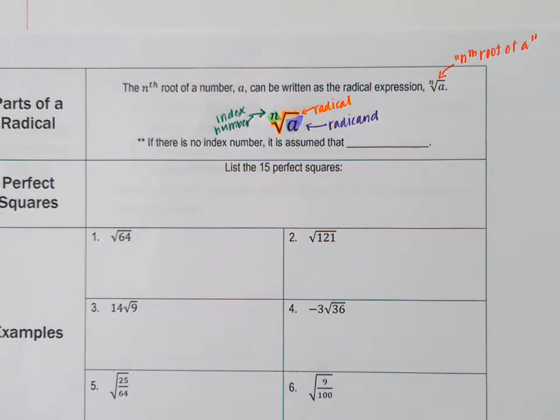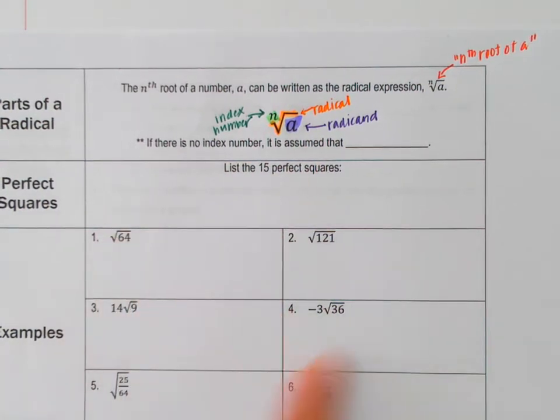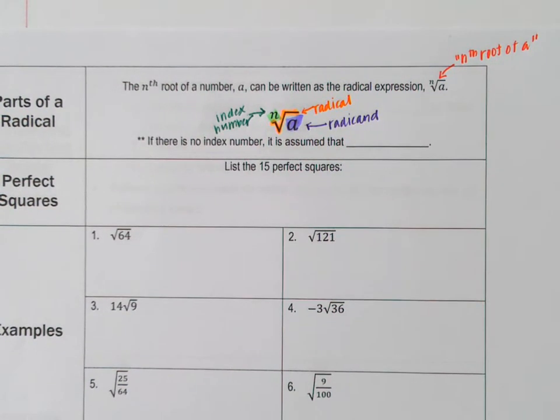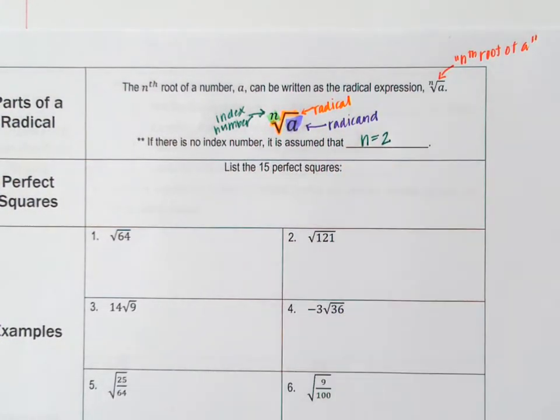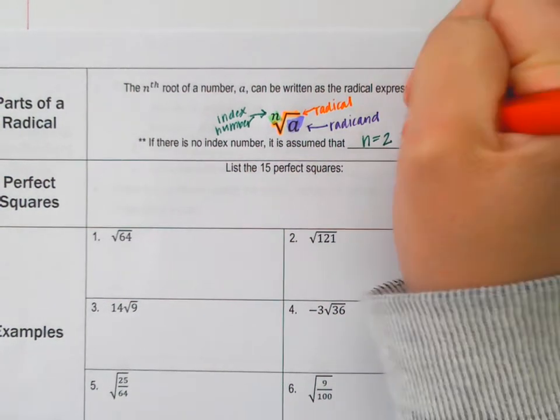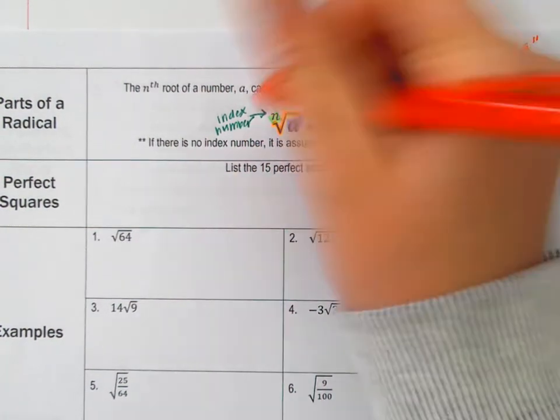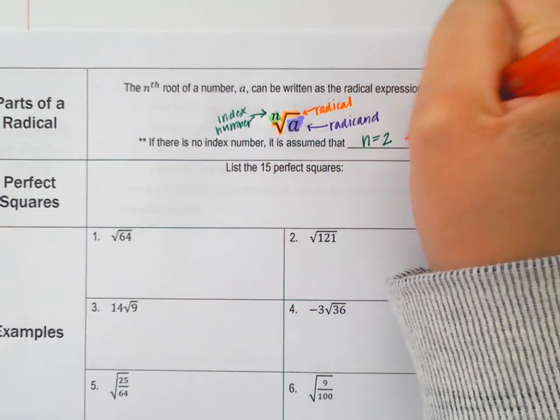Oftentimes though, you're not going to see an index number. If you look at 1 through 6, there's not an index number on the outside of the square root. If there is no index number, it's assumed that n is equal to 2. All that's saying is it's just a square root. So when there is no index number, we always assume it's a square root.